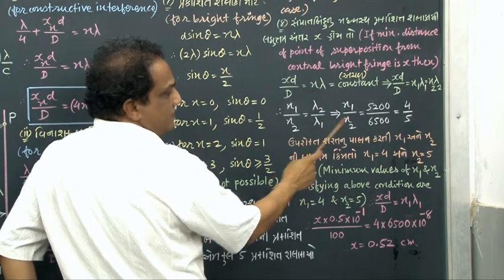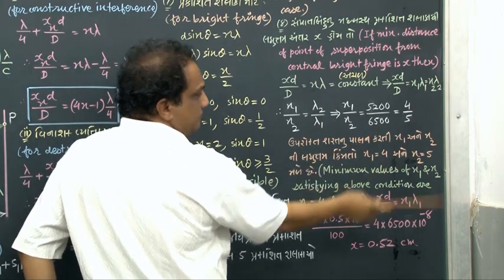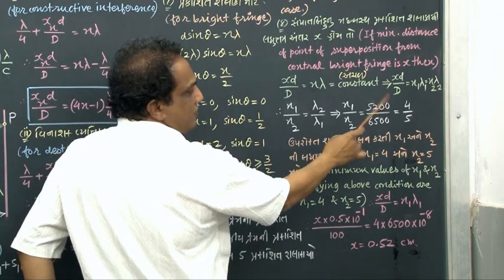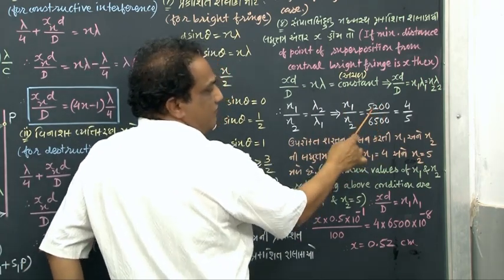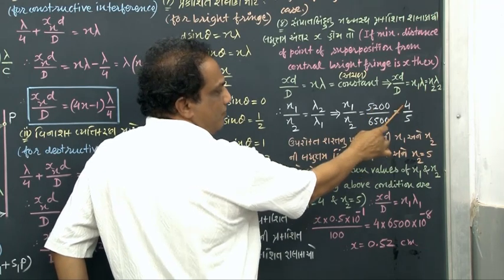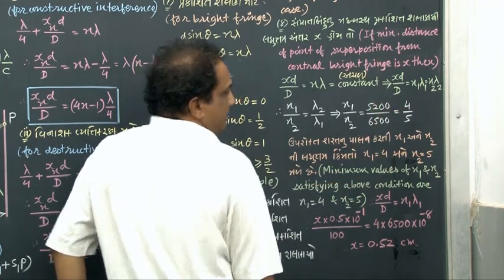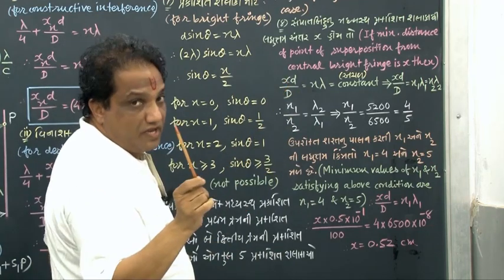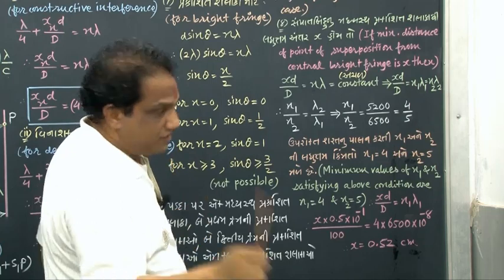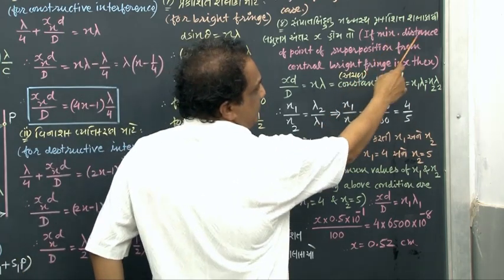Lambda 1, first wavelength they have given, is 6500 angstrom. Second wavelength they have given is 5200 angstrom. Two zeros get cancelled. 13 fours are, 13 fives are, so 4 upon 5. Now tell me, what is x? At present, what is x? Distance or minimum distance? Minimum distance. It is minimum distance.